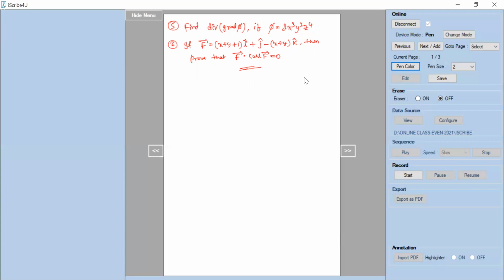So this is how we can find the divergence, curl, gradient of scalars and vectors.